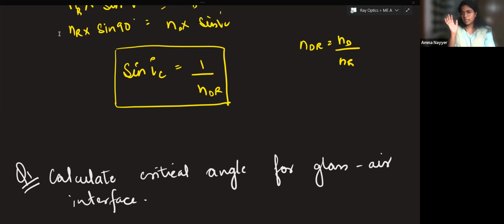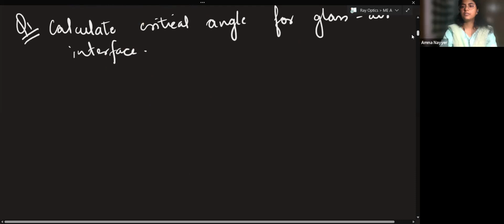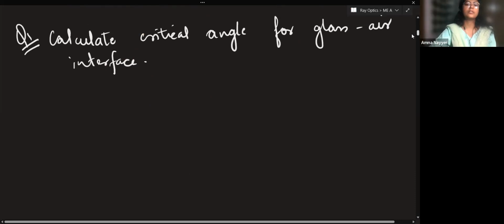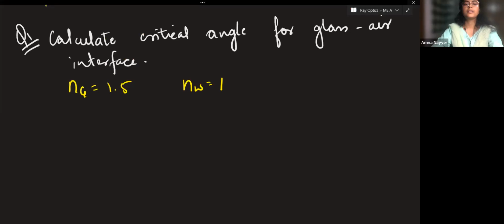Because chances are there, like this is a question from your past papers, and just glass and air were given: critical angle for glass air. So the refractive index of glass is what? This is 1.5. The refractive index of water is 1. Not water, air.